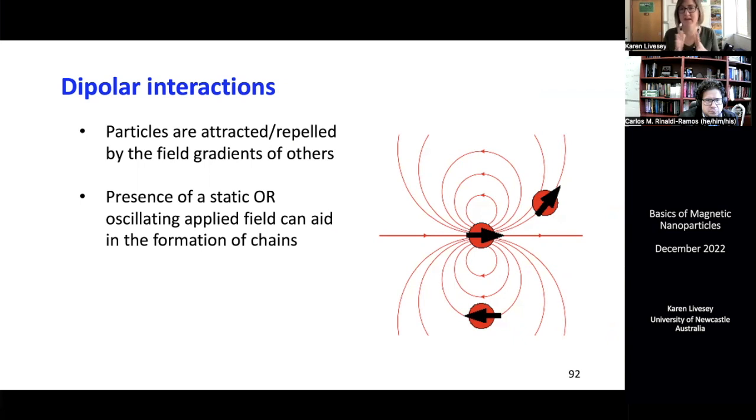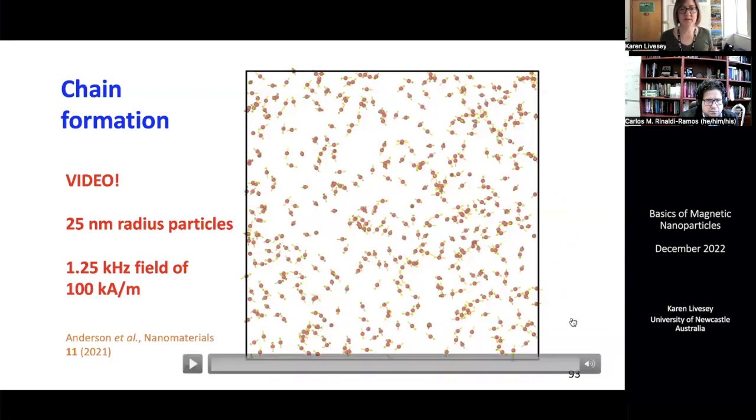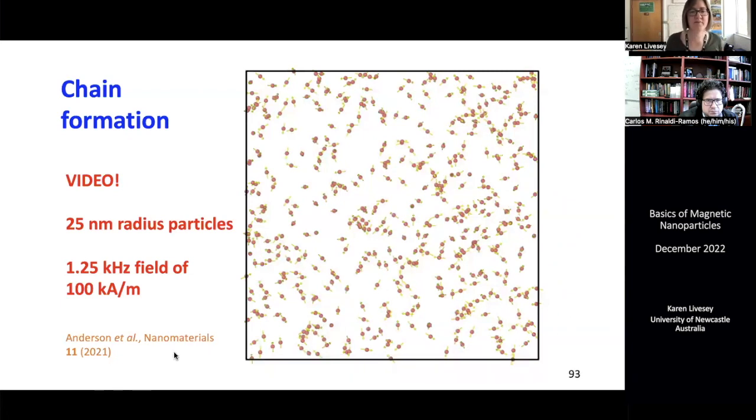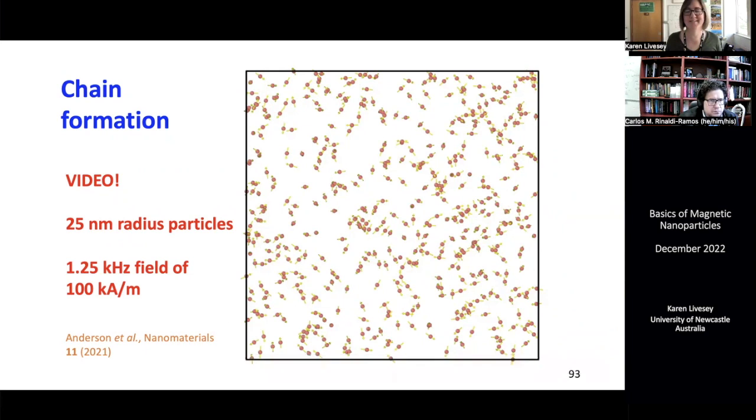The presence of a static or oscillating applied field can aid that self-assembly, though. And there are lots of papers now showing that static fields and even AC fields will aid the zippering together of particles. And quite often they form chains, which we'll see in the next slide. So here's another simulation. This one again is from my group, from a former postdoc, Nick Anderson. And these are larger particles. These are 25 nanometer radius particles. So they're really on the borderline of being single domain, but anyhow.